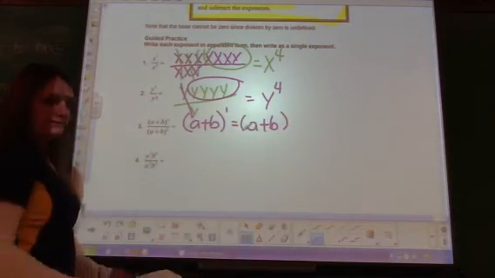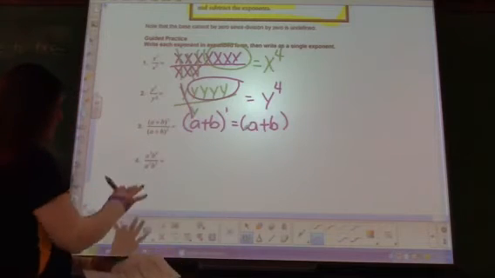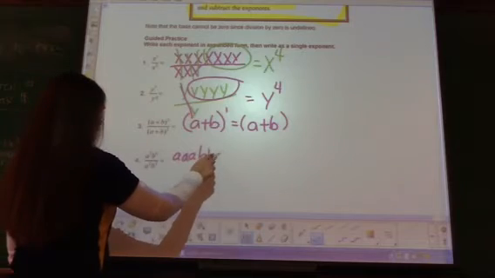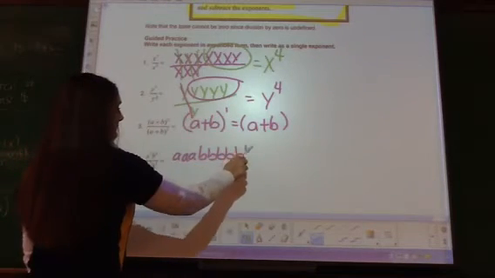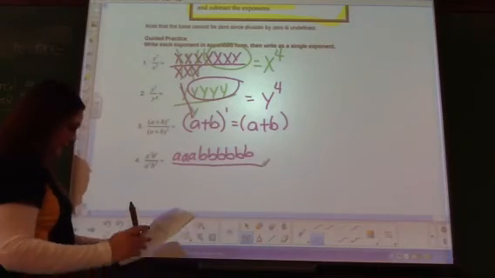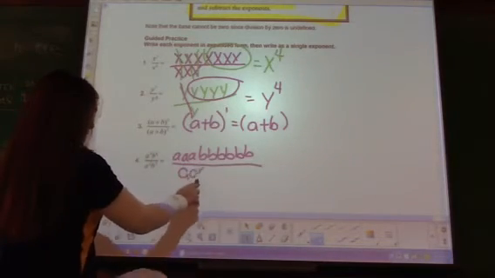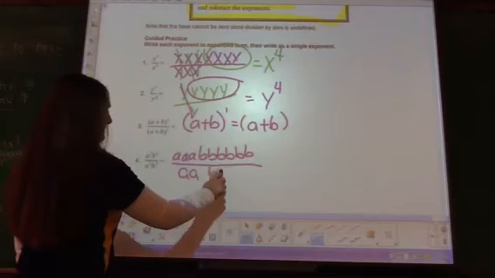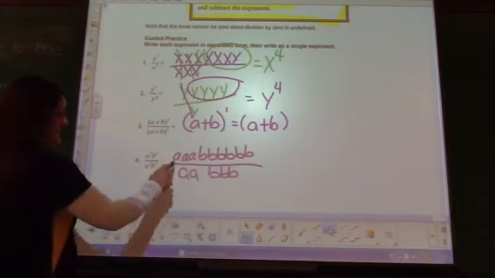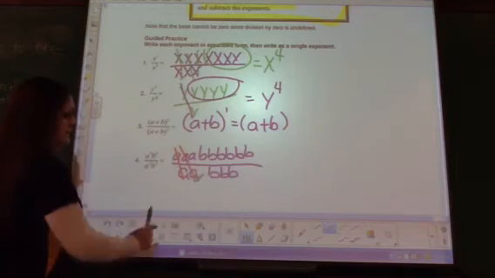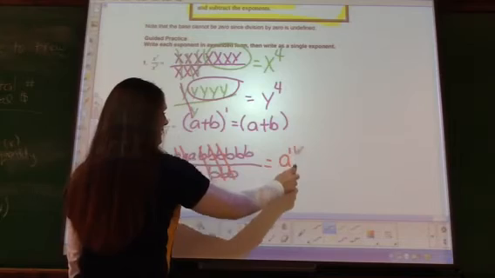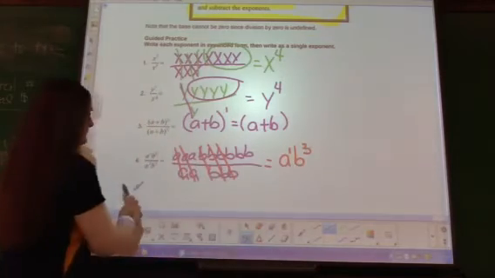Same thing if they're mixed. If you have letters and numbers or 2 different letters, simply write out what all we have. So we have 3 A's, we have 6 B's. On the bottom we have 2 A's and we have 3 B's. We need to eliminate what's the same. So we're going to get rid of 2 A's, 3 B's, and then write our answer.